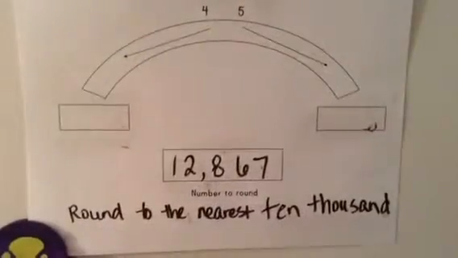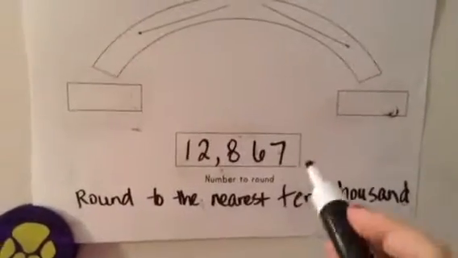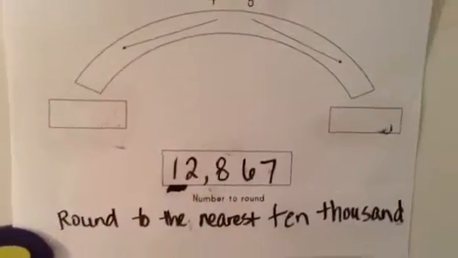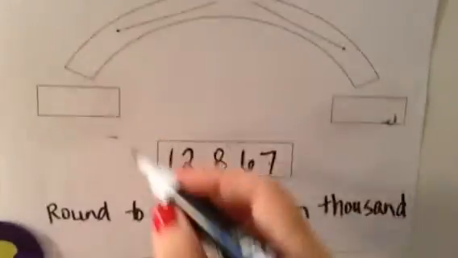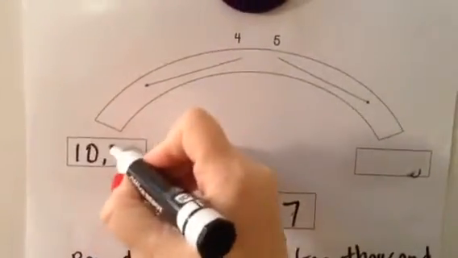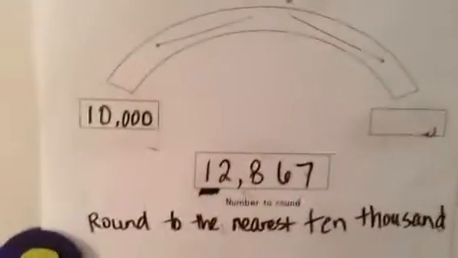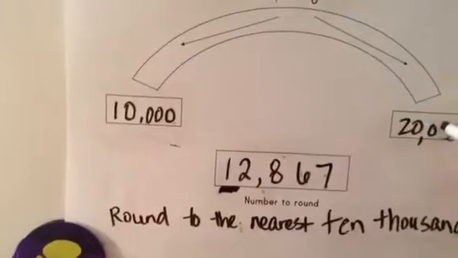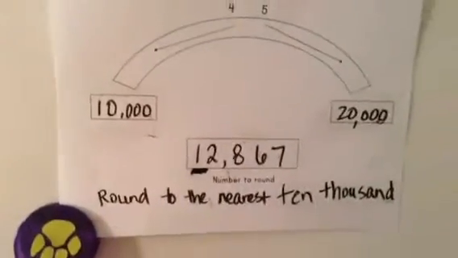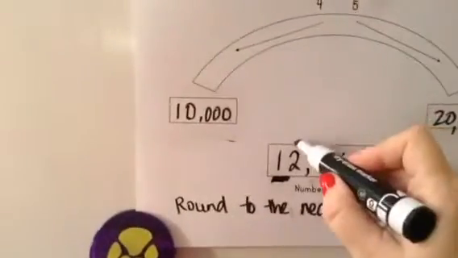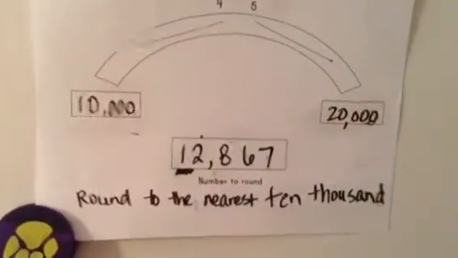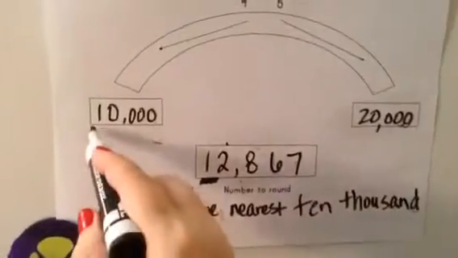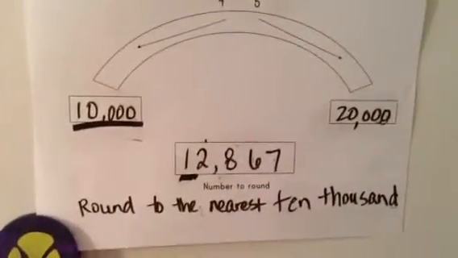Since it's asking me to round to the nearest 10,000, I'm going to go to the 10,000s place and underline it. I'm going to think, what are my options? It's either going to be 10,000 or it's going to be 20,000. Then I go next door, I check out the bossy neighbor. That 2 is telling me I'm going to slide back down, and my answer is it rounds to 10,000.